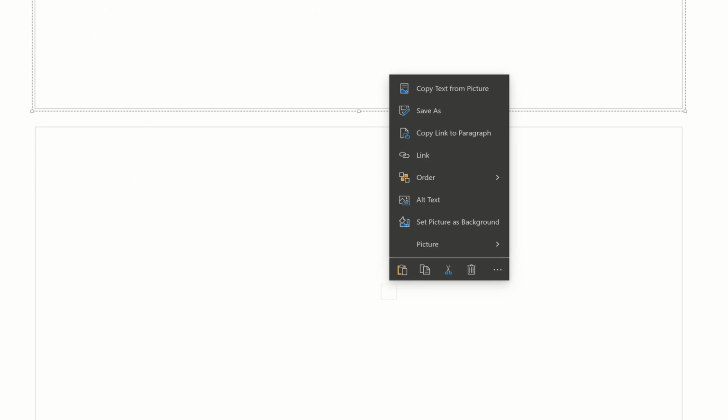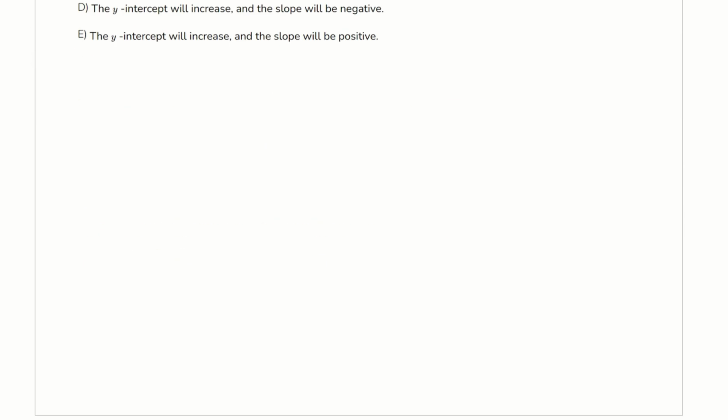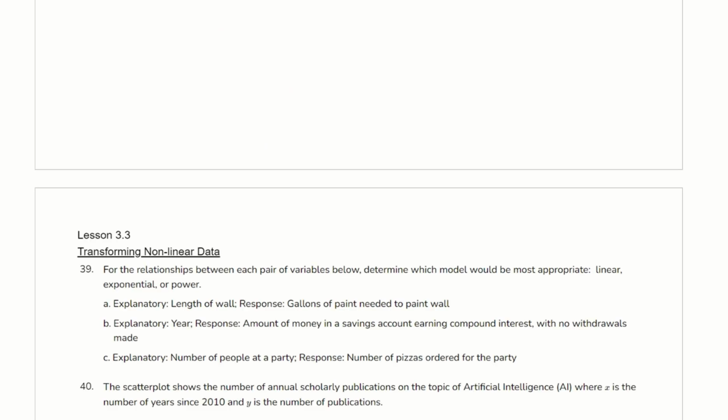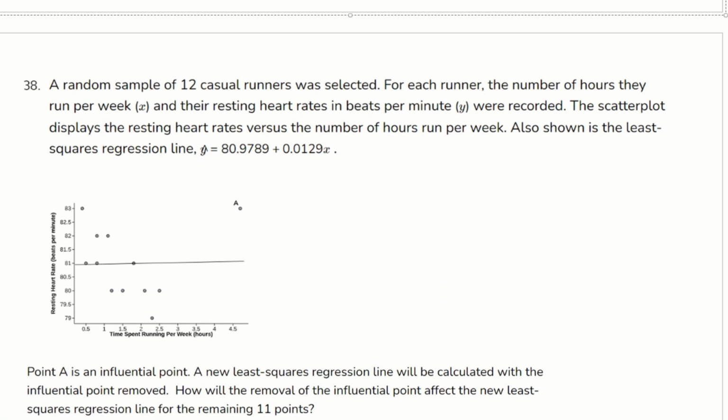All right. Should be 38. 38 should be the last one before we get to lesson 3.3. All right, good. So this is the last question for lesson 2. A random sample of 12 casual runners was selected. For each runner, the number of hours they run per week and the resting heart rate in beats per minute were recorded. The scatter plot displays the resting heart rates versus the number of hours run per week. Also shown is the least squares regression line.